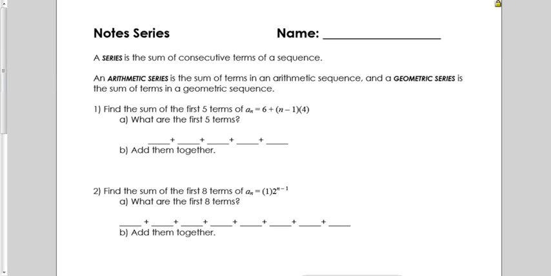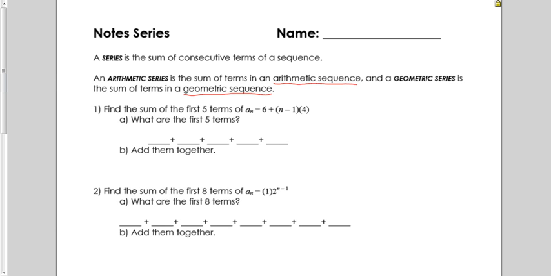In this video, we're going to be taking notes on series. A series is the sum of consecutive terms of a sequence. So that means we're just adding up the terms in a sequence. An arithmetic series is the sum of terms in an arithmetic sequence, and a geometric series is the sum of terms in a geometric sequence.